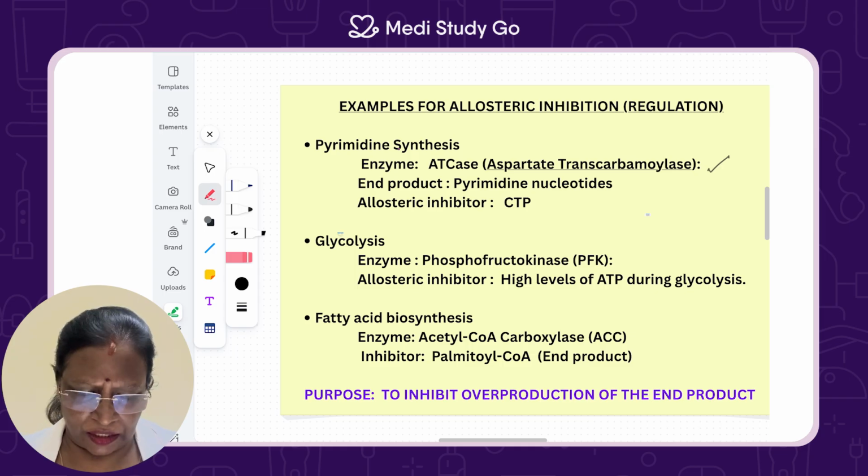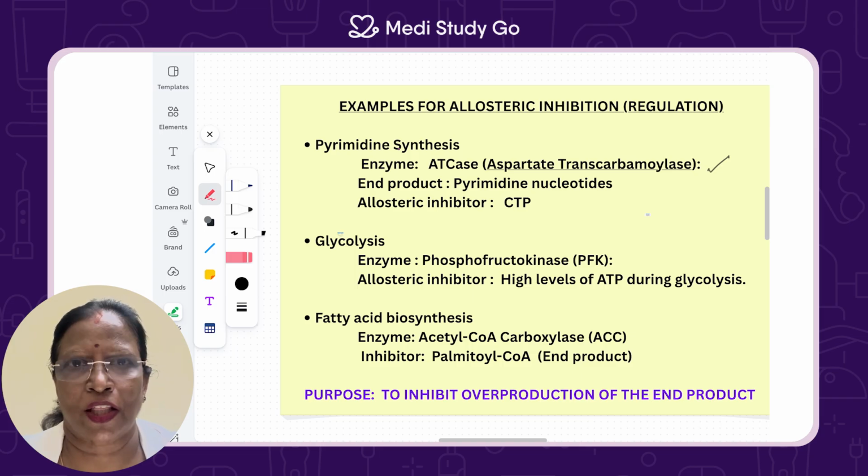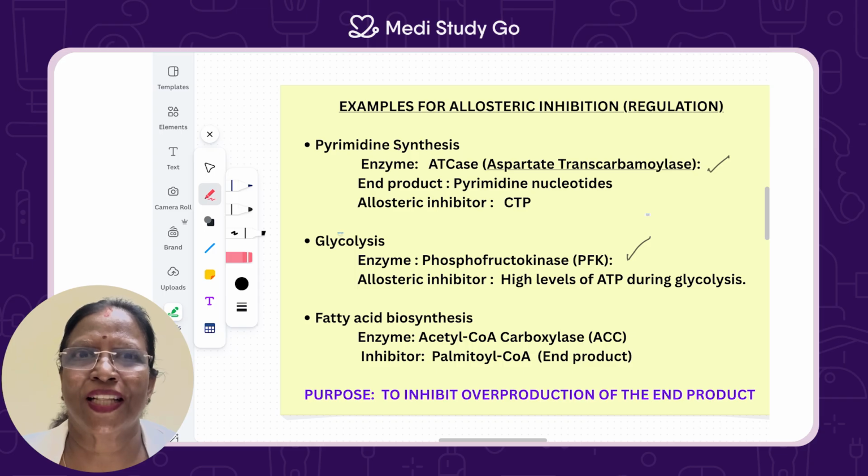Similarly, in glycolysis, the phosphofructokinase enzyme, the third enzyme in the pathway, is allosterically inhibited by ATP. ATP is the reason why glycolysis occurs, to give energy in the form of ATP. If there's adequate ATP concentration in the cell, it will bind to the allosteric site of the phosphofructokinase enzyme and keep it silent till the ATP concentration comes down in the cell. Once ATP concentration comes down, ATP will leave the allosteric site and the enzyme becomes active again and glycolysis will proceed.